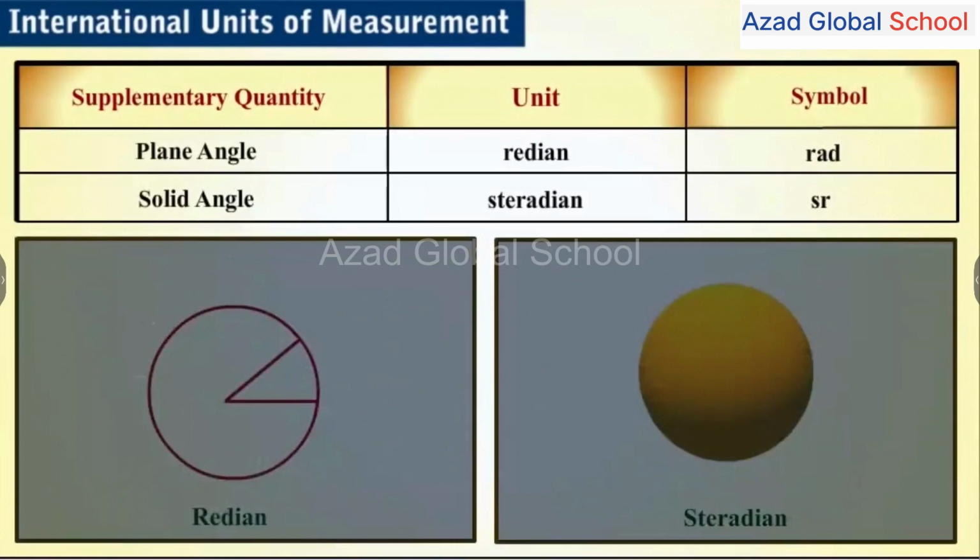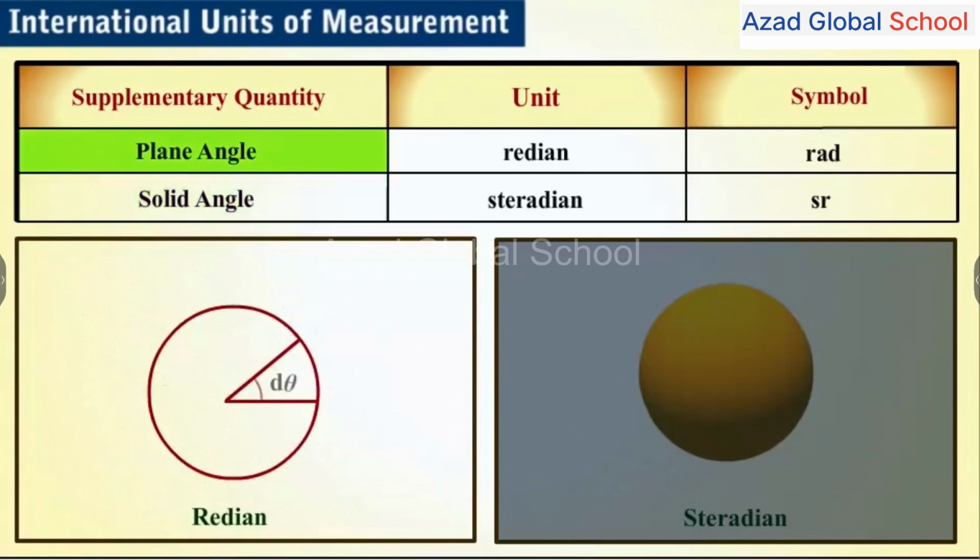Apart from these basic units, SI has defined two more units for two supplementary quantities, namely plane angle and solid angle. Plane angle dθ is the ratio of the length of an arc of a circle to the radius of the circle and is measured in radian, denoted by small letters rad. It is defined as the angle subtended at the center of a circle by an arc of length equal to the radius of the circle.